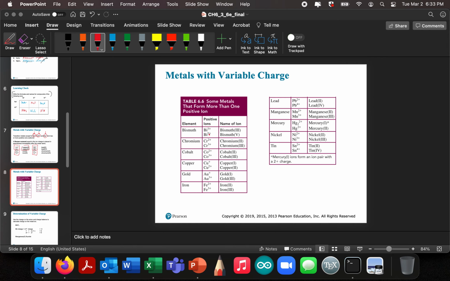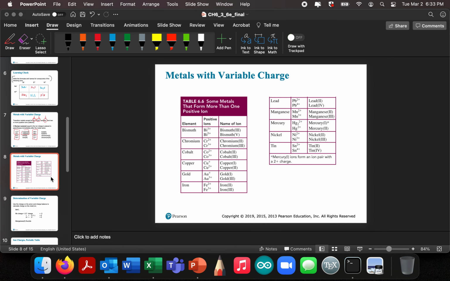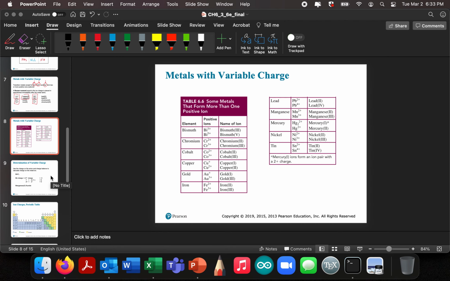Bismuth could be +3 or +5. Chromium could be +2 or +3. Okay, again, you don't need to memorize these. You just need to know that they could have variable charges, and we'll figure out with the information we're given in the question what they are.